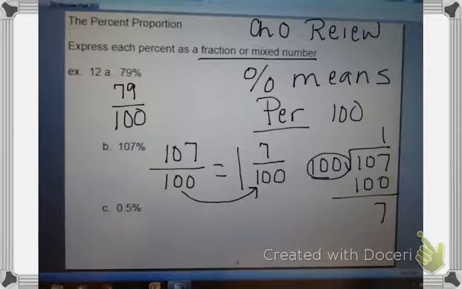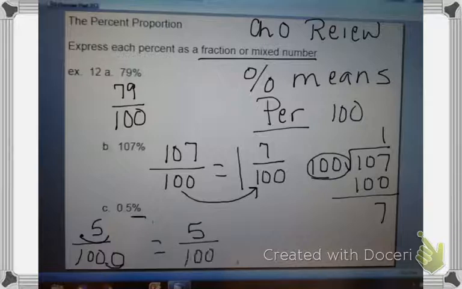Example C, 0.5%. Well, first, the percent is per 100, so that's 0.5 over 100. Now, you can never leave a decimal in the fraction. So we have to move the decimal over one place to the end. If you're going to do that in the top, you have to do that in the bottom. So we move the decimal one place, so we have to add a 0. So it is 5 over 1,000.